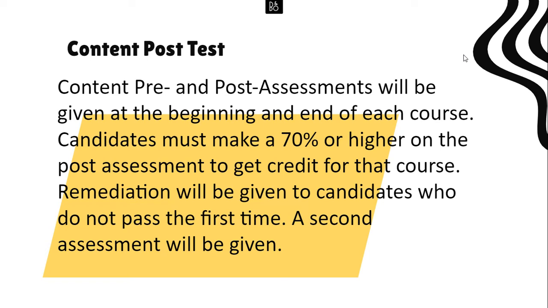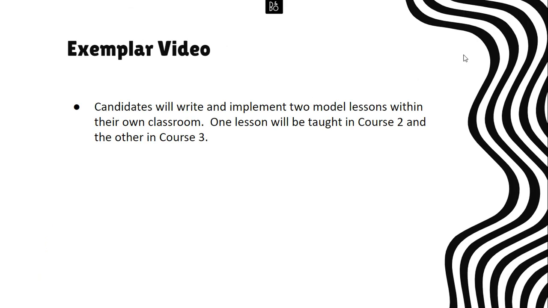If you don't, there is remediation so that we can talk to you about what you'll need to know so that way you can pass it the second time around. However, we need you to pass these tests for you to get the K-5 science endorsement. So remember that for this content, we will give you a study guide and things like that so that you will be able to know. Plus, the readings and reflections that you have could also help you out studying for this content post test. The exemplar video will happen in course two and three.